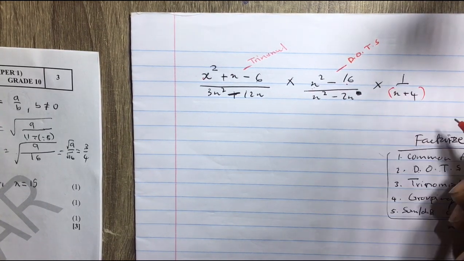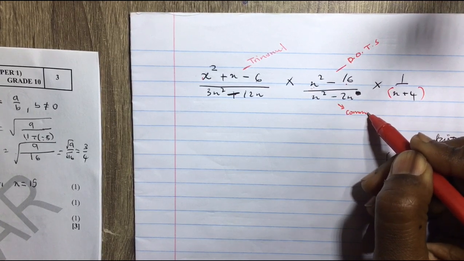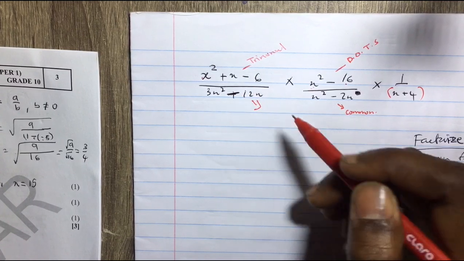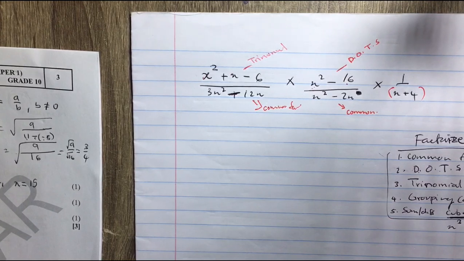This one I'm just going to put a bracket. I can't do anything to this one. This one I'm going to find a common factor. I'm going to take out a common factor. Here also, remember here it's a negative. I'm going to take out a common factor because I don't see anything there.